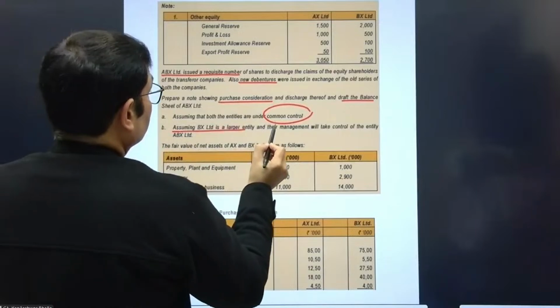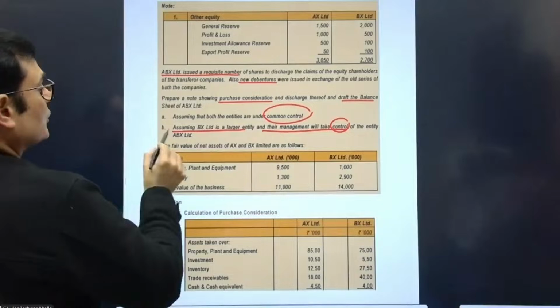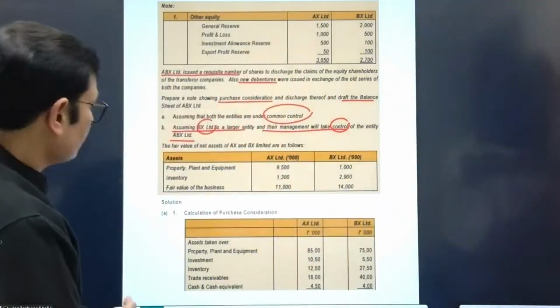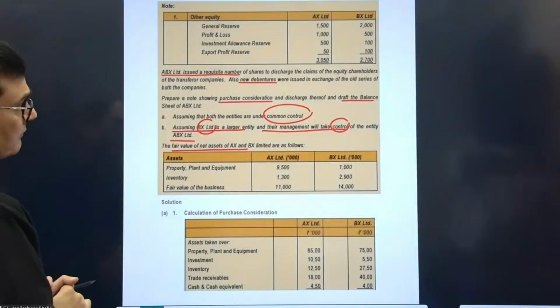Assuming BX is a larger entity and the management will take control of the entity ABX, it's already very clearly said that BX is the larger entity which gets control over the new company, which means BX is supposed to be the accounting acquirer, though it is supposed to be a legal acquirer. The fair value of the net assets of AX and BX is also given. Great. Here again, I am very clearly given that BX is the accounting acquirer, which of course means that it is a reverse acquisition.